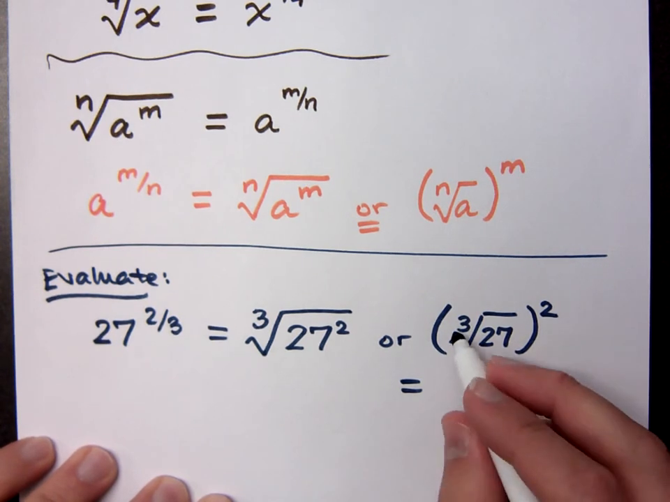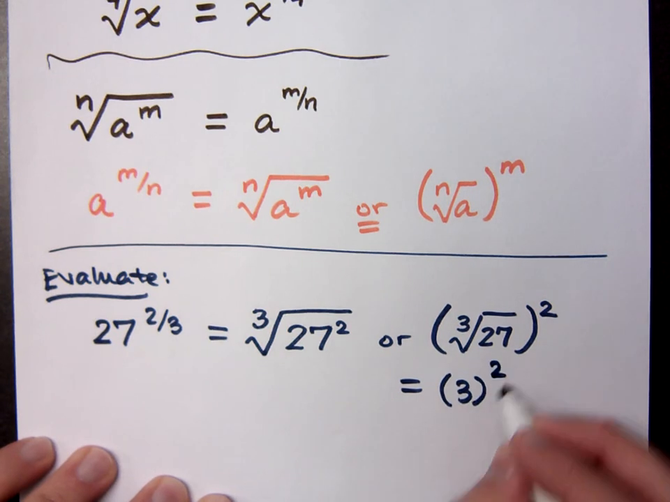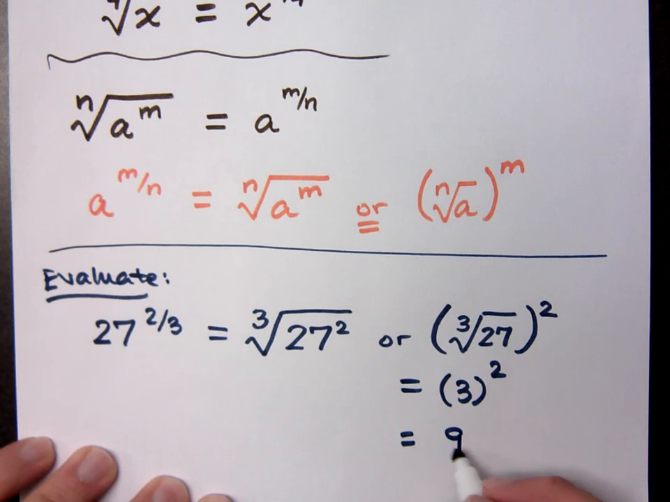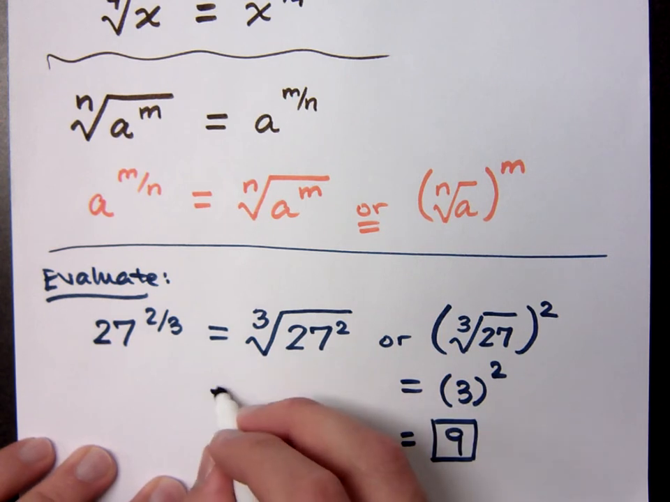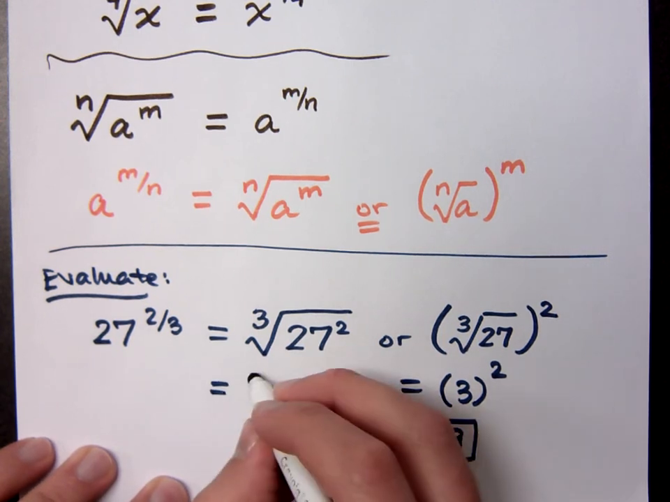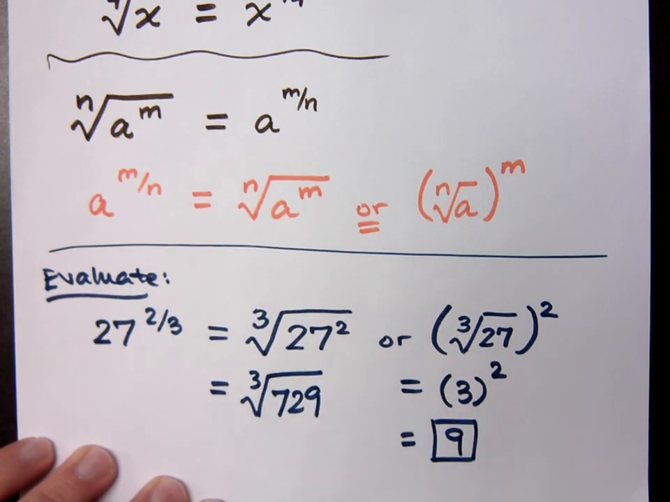Now, what's the cube root of 27? 3. Okay, so that's 3 squared. What's 3 squared? 9, right? Boom, done. So that'd be the easier one, because do you know what 27 squared is? So you have to do the inside first, and this would be the cube root of 729. I know you know your squares up to at least 27, and then you know your cubes, so the cube root of 729 is, guess what? 9. Way to go. Good job.